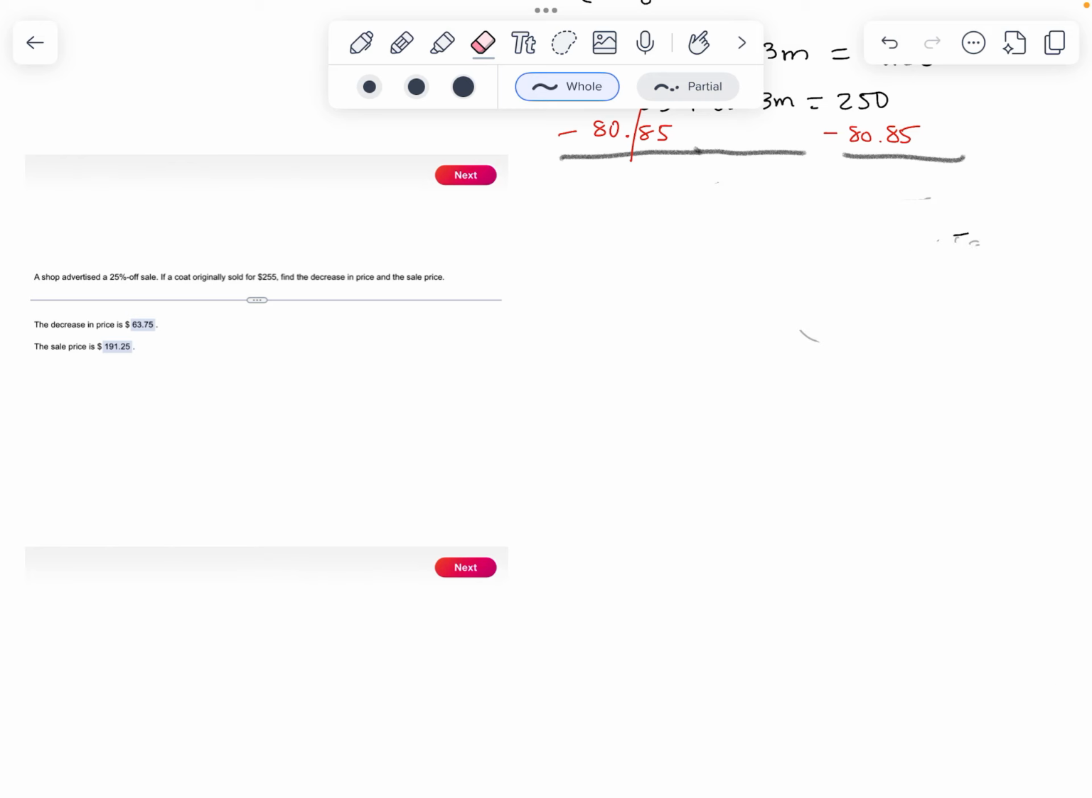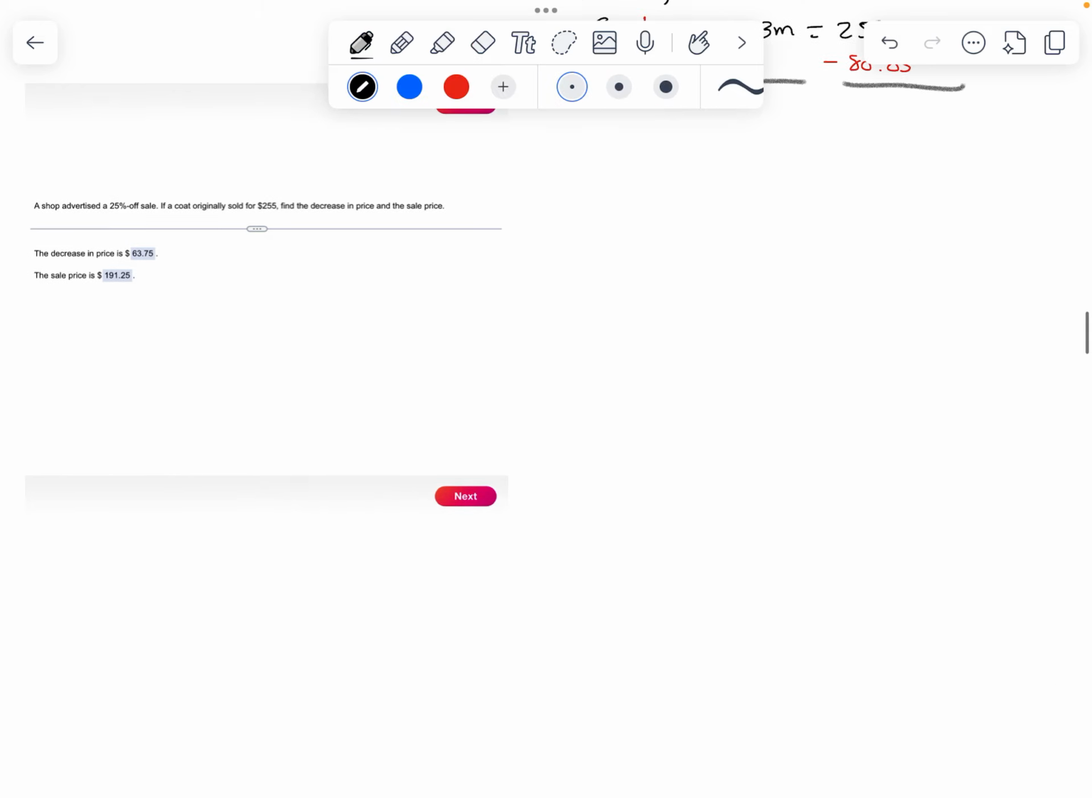Okay, next question here. It says a shop advertised a 25% off sale. If a coat originally sold for, so we write here, original price is $255. Find the decrease in price and the sale price. So off by 25%.